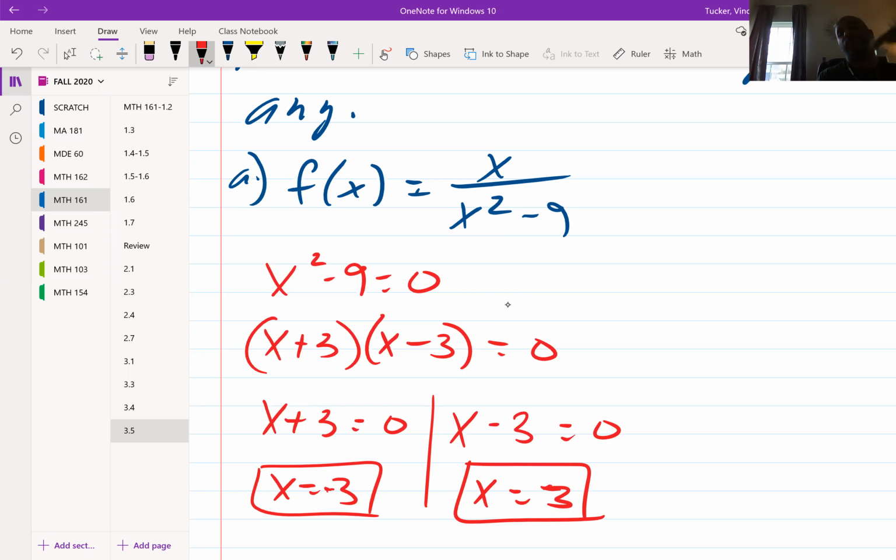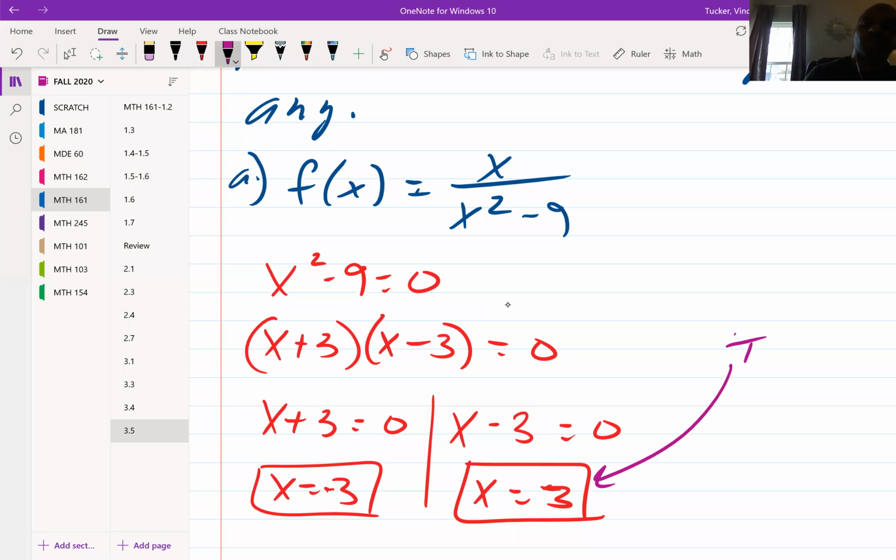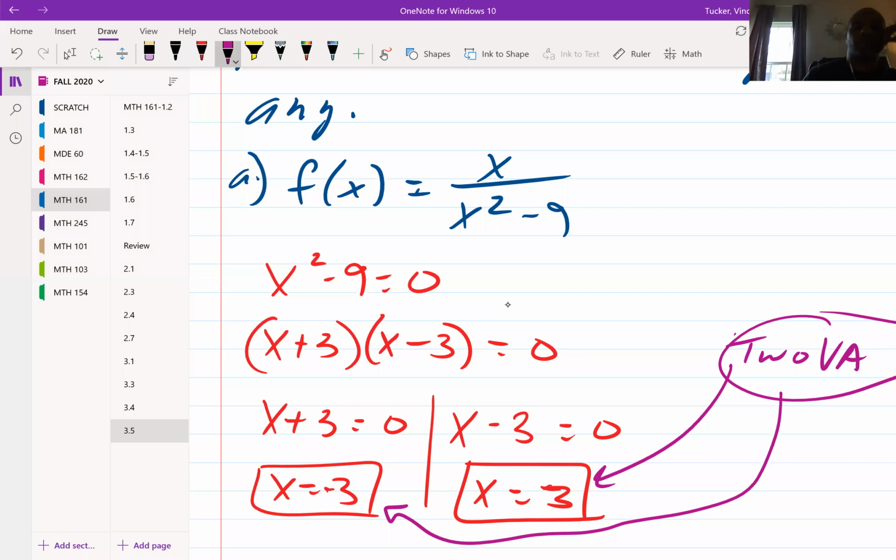All right, so we have two vertical asymptotes. One is at x equal to -3, and one is at x equal to 3. And it is important that you hold true to the statement that x equals -3, x equals 3. So what'll happen is when you go to graph it, you have vertical asymptotes at 3 and at -3.